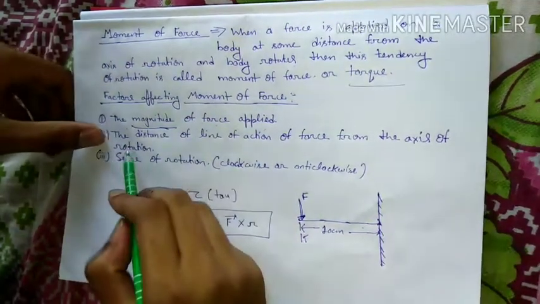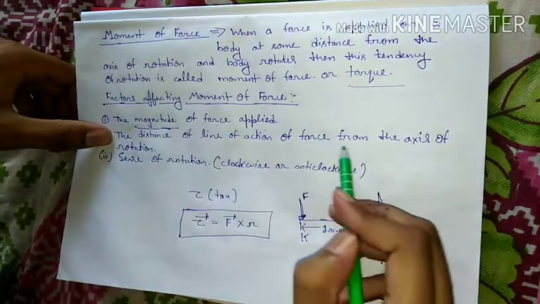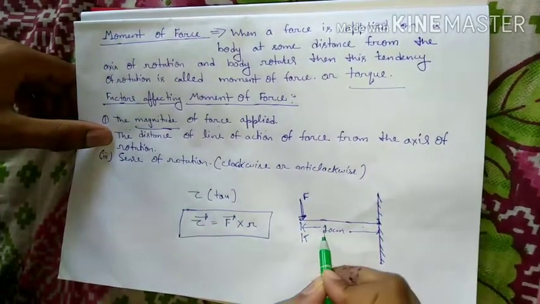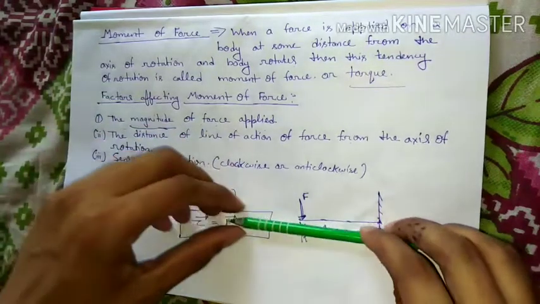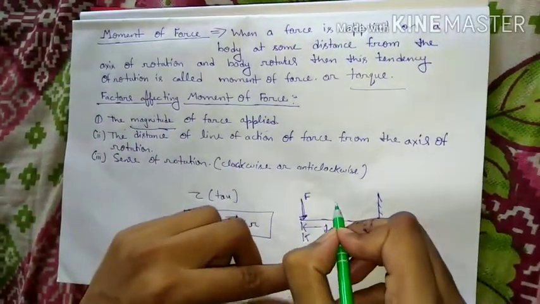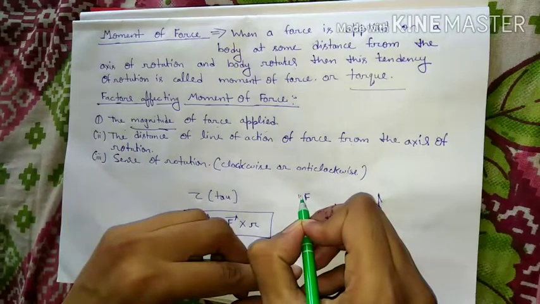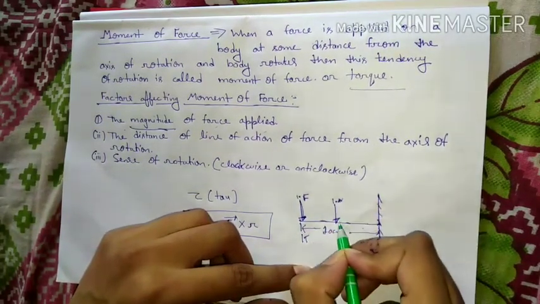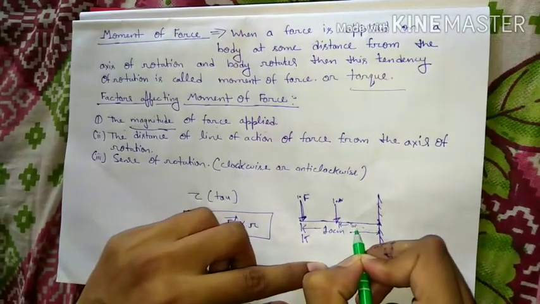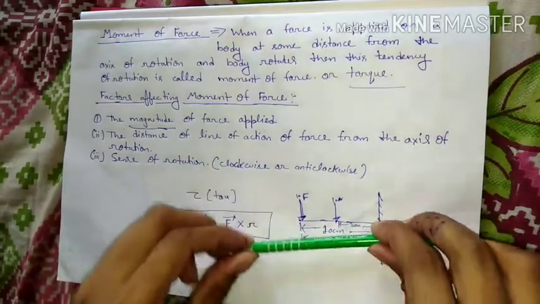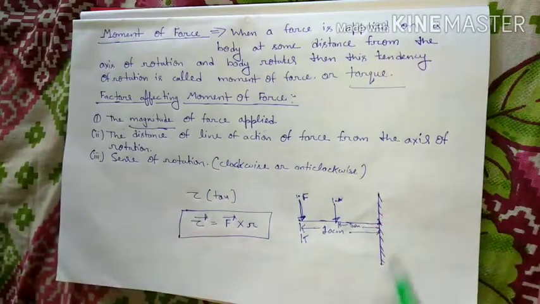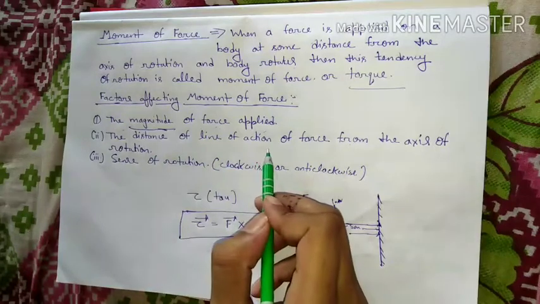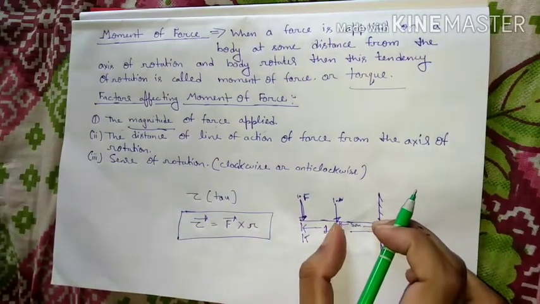And the other factor is the distance of the line of action of force from the axis of rotation. When we apply a force at 10 centimeter, it will bend more. But when we apply the same force, suppose here 10 Newton and here also 10 Newton, the same amount of force at a lesser distance, suppose 5 centimeter, then it will bend less. So the first factor is magnitude of force and the second factor is distance of line of action.